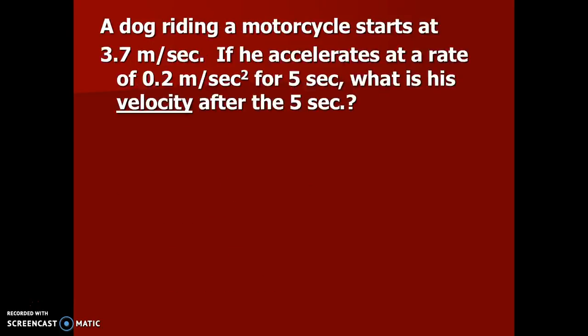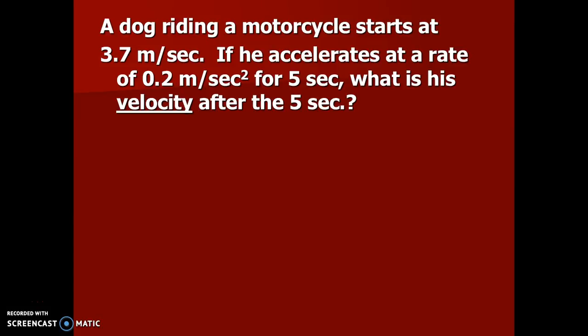The next example problem is a little bit different. I don't know that I will make you do too many of these, especially not on the test, but it's worthwhile going through it. So you have a dog riding a motorcycle, which is always cool, starting at a velocity of 3.7 meters per second. If he accelerates at a rate of 0.2 meters per second squared for 5 seconds, what is his velocity after the 5 seconds? So now we're looking for the final velocity.